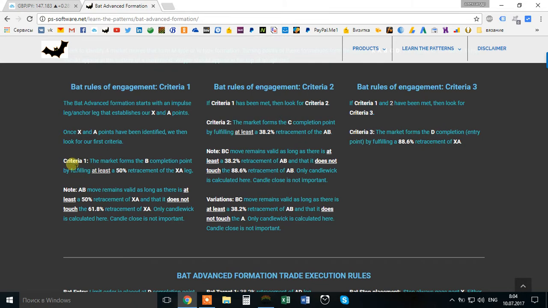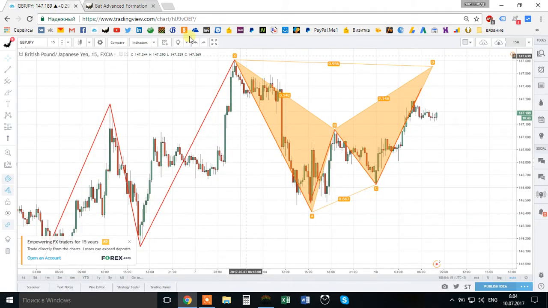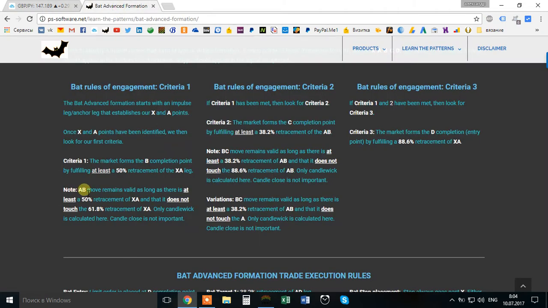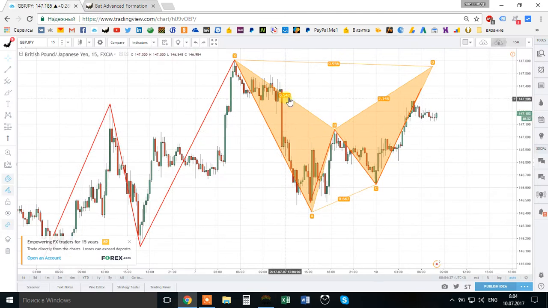Okay, let's go to my website to see if we have the B point criteria met. The B point criteria is our criteria number 1. Market forms the B point completion by fulfilling at least the 50%. We have 54. Okay, let's go to some notes. AB remains valid if we have 50%, but we do not touch 618. Obviously, we don't touch 618. If we did touch 618, the number here would be above 0.618. Okay, so criteria number 1 is met.